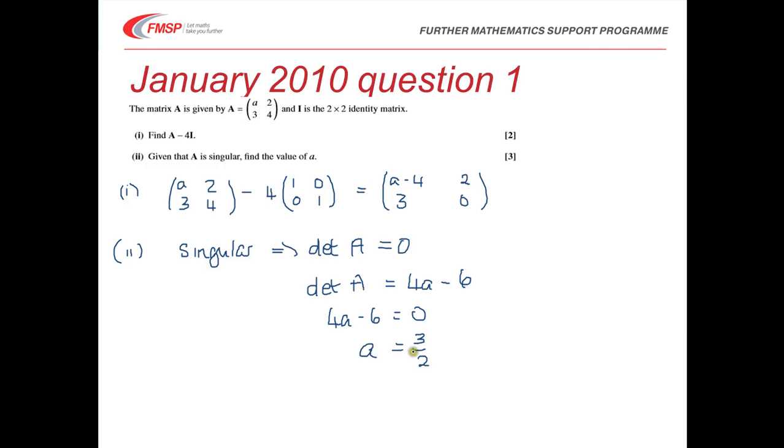So 5 marks for the question in total. There was 1 mark here for getting 2 elements correct and another mark for getting the remaining 2 elements correct. And then in the second part you got a mark for putting the determinant of A equal to 0, a mark for evaluating the determinant of A, 4a minus 6, and then an accuracy mark for working out the value of a, which was 3 over 2.